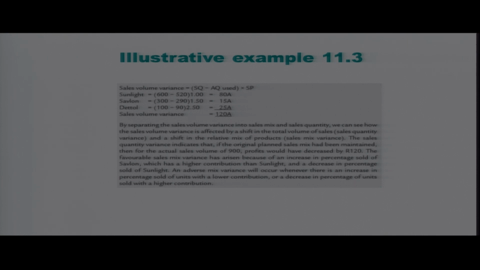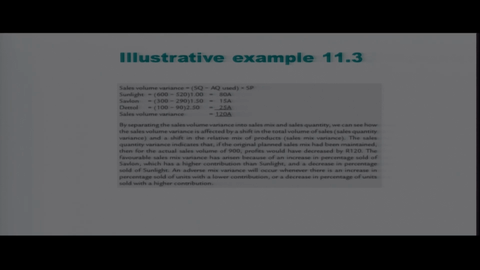So for the sales volume variance, we add everything to get 120, which is also unfavorable. And remember, by separating the sales volume variance into sales mix and sales quantity, we can see how the sales volume variance is affected by a shift in total volume of sales and a shift in relative mix of product. The sales quantity variance indicates that if the original planned sales mix had been maintained, then the actual sales volume of 900 profit would have decreased by 120.